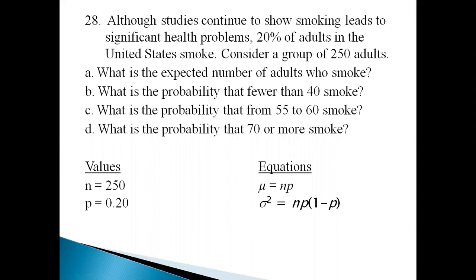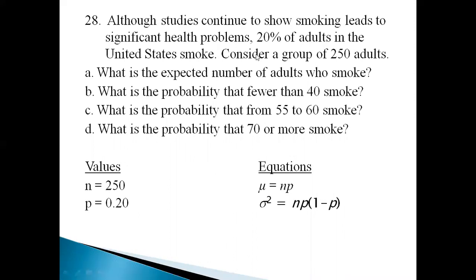Consider a group of 250 adults. A, what is the expected number of adults who smoke? B, what is the probability that fewer than 40 smoke? C, what is the probability that from 55 to 60 smoke? And D, what is the probability that 70 or more smoke?